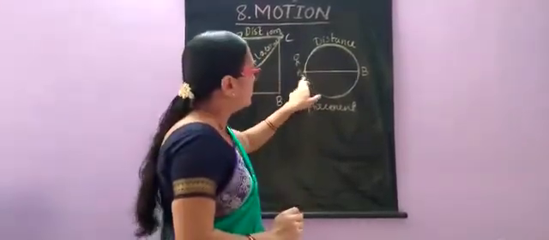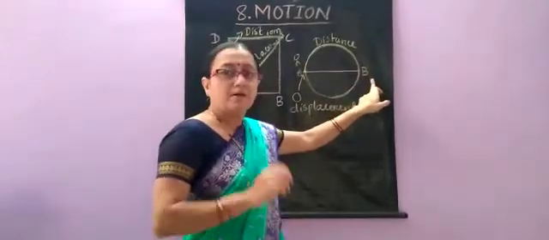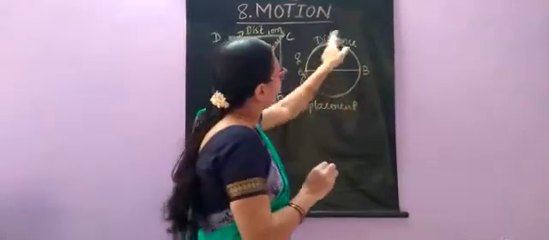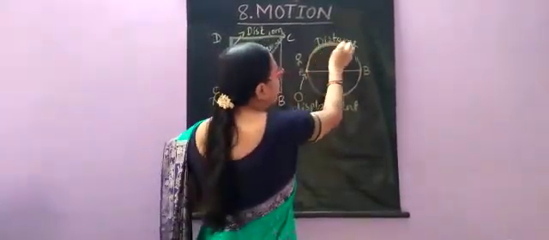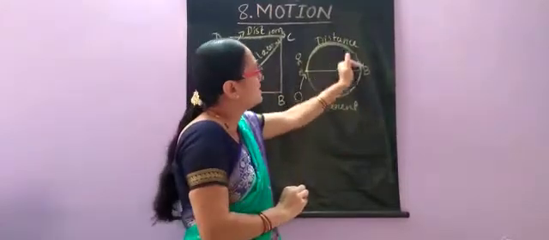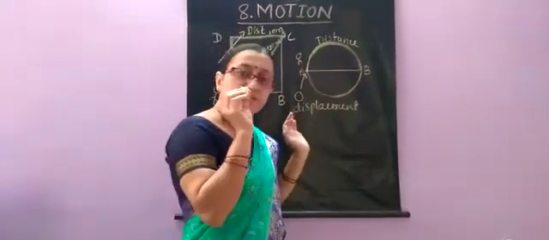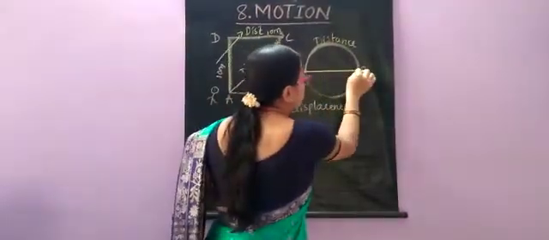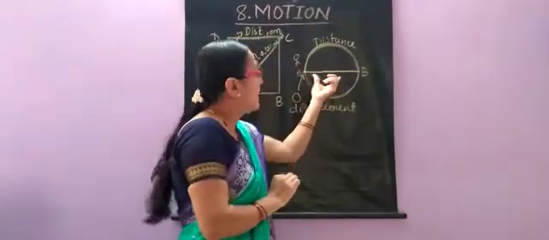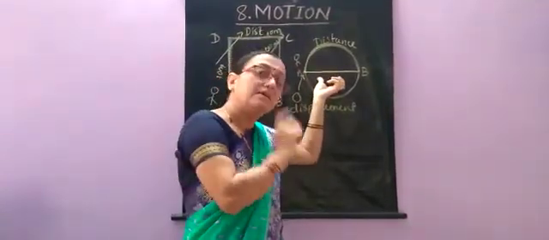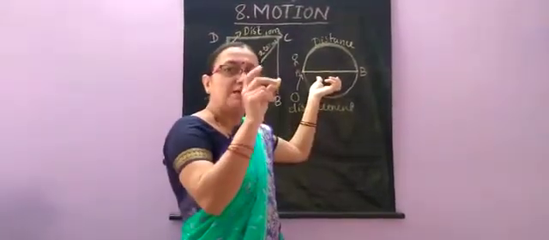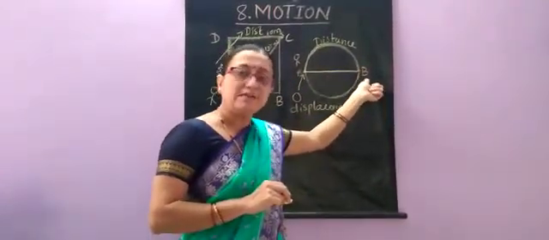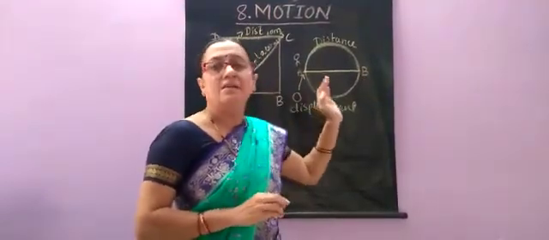Now, if a person is traveling from A to B, will the displacement still be 0? No, not possible. The distance traveled, he travels from A to B like this, so his distance is the half circle here. His displacement could have been the shortest distance from A to B. The diameter of this circle becomes the displacement when a person moves from point A to point B here. That is the difference between distance and displacement.